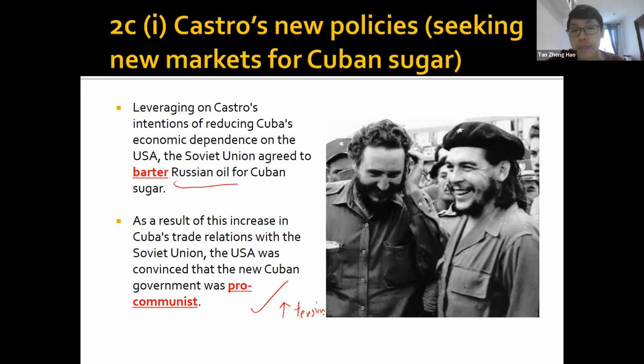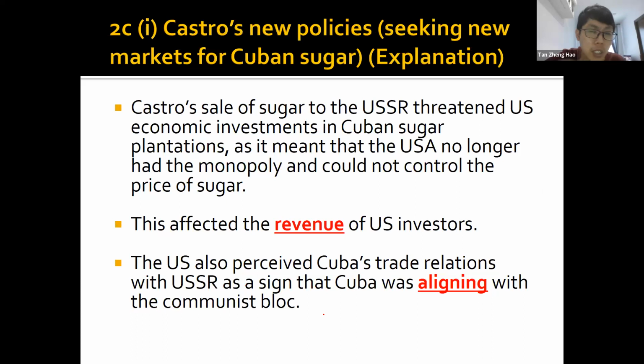To the US, the US was very unhappy, like I said, because US investors' revenue was affected. You don't want to sell to me now. Cuba later, you will see, even took back some of the US factories, confiscated a lot of the US factories, as well as the money that they could have made. So it would create a lot of tension.